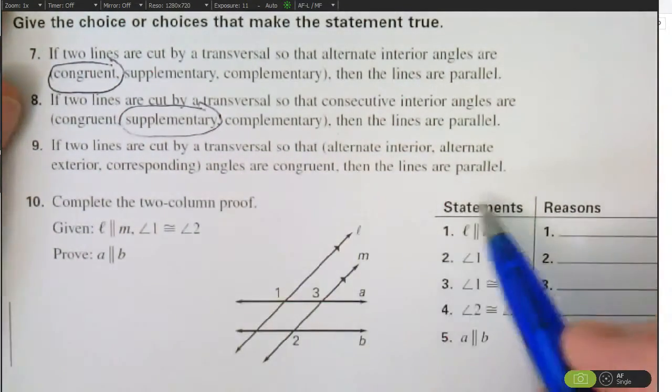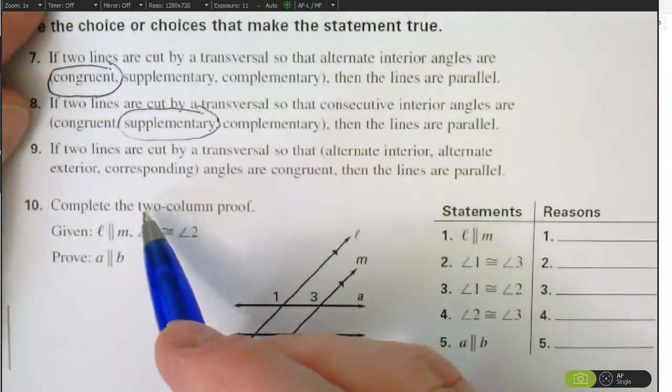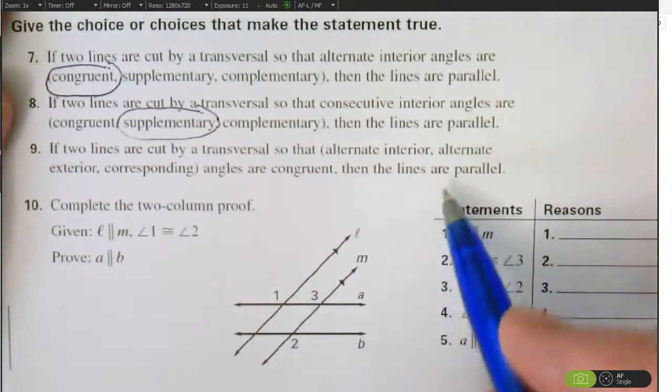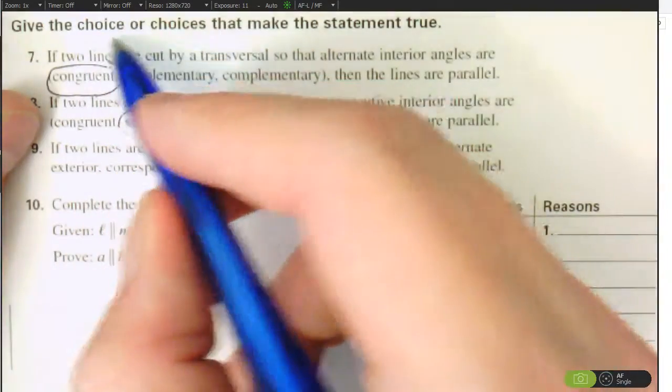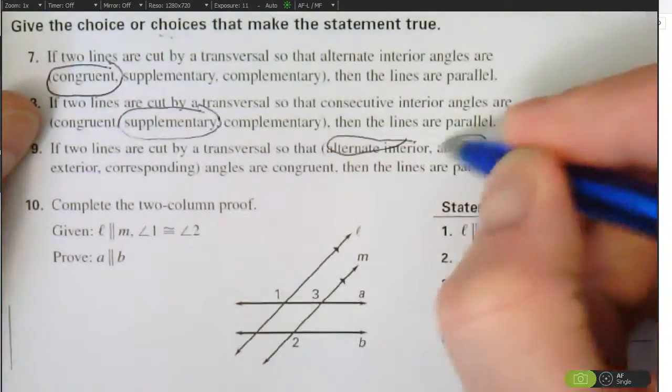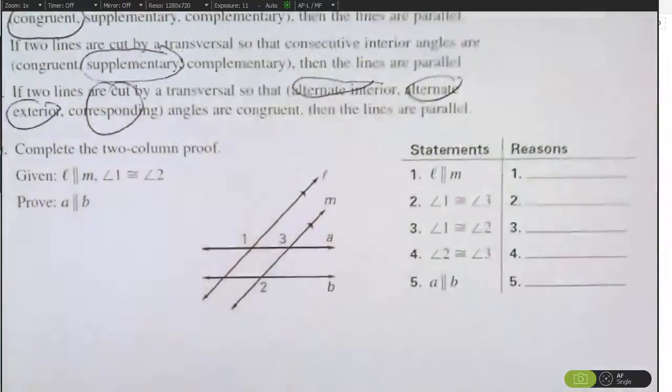If two lines are cut by a transversal so that alternate interior, alternate exterior, or corresponding angles are congruent, then the lines are parallel. That's actually all three. It said give the choice or choices. So all three of those guys being congruent works. And then number 10.